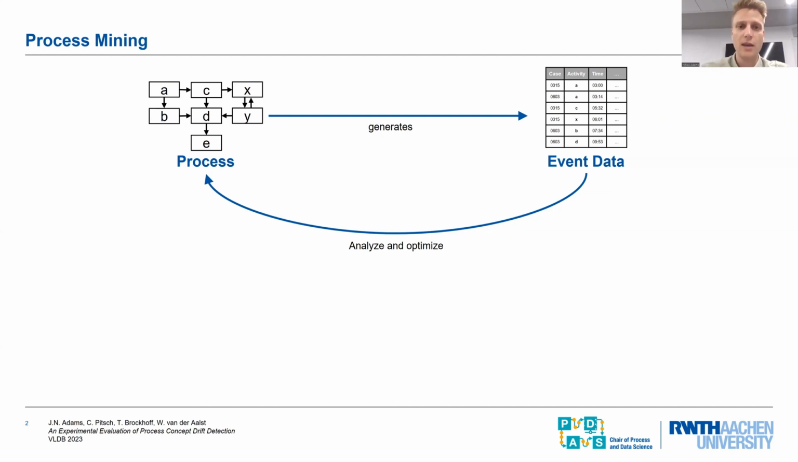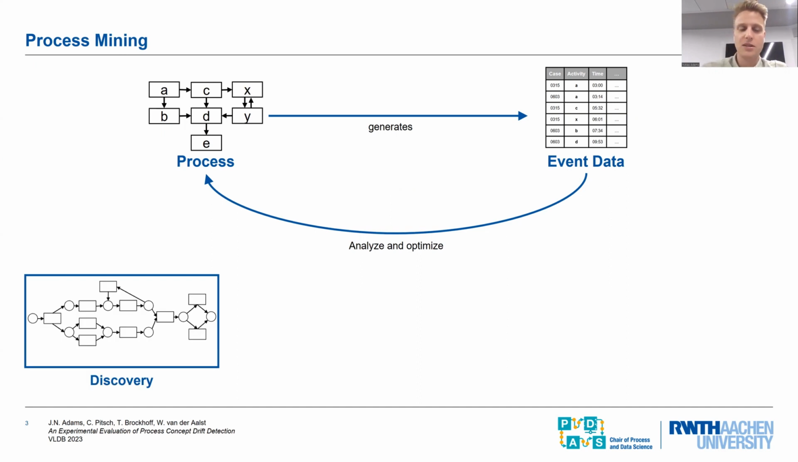And the situation that we have is we start with a process. So in real life, somewhere there is some process being executed. It could be in business, could be in healthcare, and so on. And this process that is executed generates event data over time. And we can then actually use this event data to analyze and optimize the process that exists in real life.